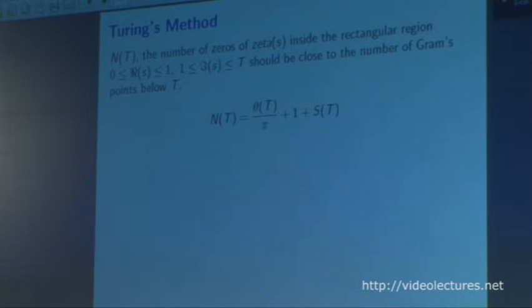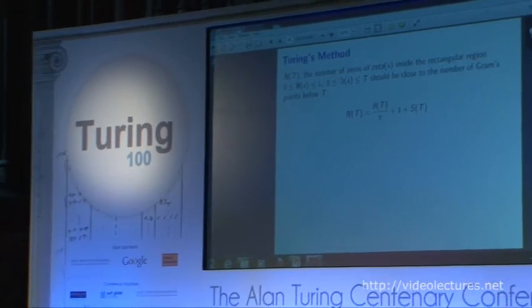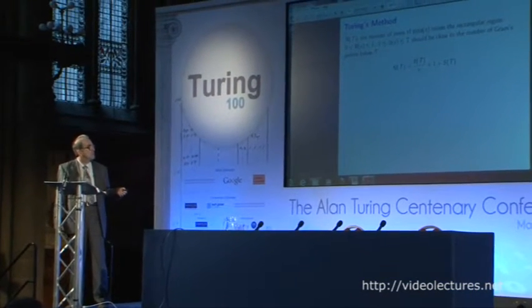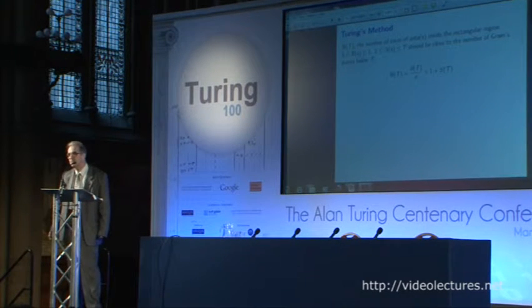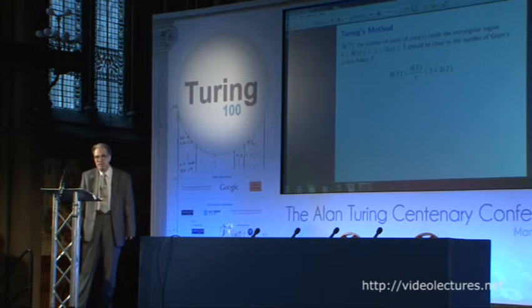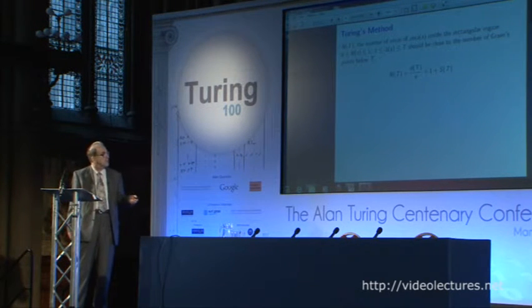Okay, we want to know if zeros below some t do lie on the critical line. For this end, we would need to calculate N(t). But we could select a different value of t, a greater one, and check the same for this greater value of t. And this greater value of t might turn out to be more convenient for calculation of this function S(t).